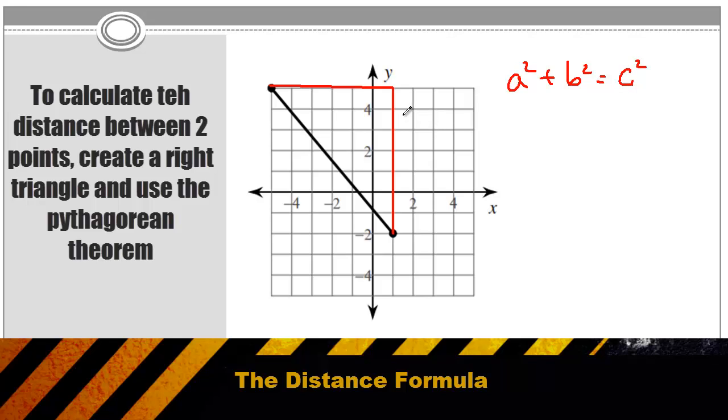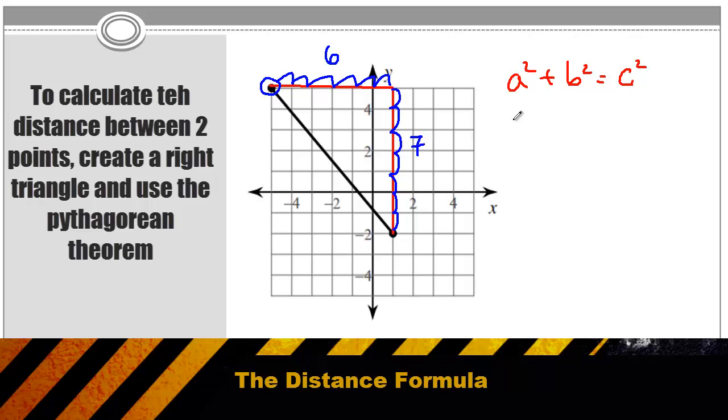To figure out my a and my b, I can just count the number of squares in my triangle. So if I start in the top left and count over 1, 2, 3, 4, 5, 6, the leg on my top triangle is going to be 6. Then go down 1, 2, 3, 4, 5, 6, 7. That's my other leg.